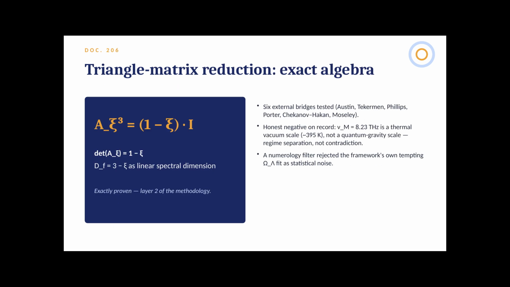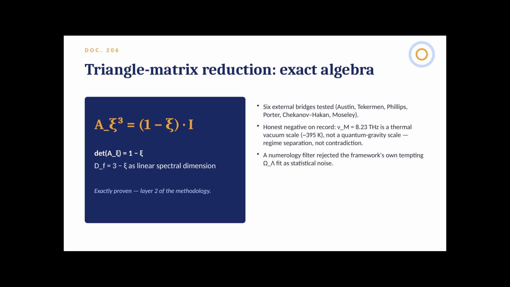Slide 47. A piece of exact algebra. There's a matrix A Greek x with a beautiful property. A Greek x cubed equals 1 minus Greek x times the identity matrix. Its determinant is exactly 1 minus Greek x, and the fractal dimension df equals 3 minus Greek x shows up as a linear spectral dimension. Exactly proved. That's layer 2.